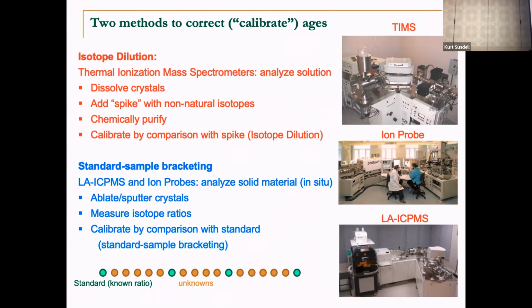So the way that we're going to correct for this is we're going to ablate or sputter the crystals, right? We have our laser or our ion beam coming down. We're going to measure the isotope ratios coming off of our crystals. But then we're going to calibrate this by comparison with standards. So we know, just for example, we have these green standards here. We know what their ratios should be. We're not measuring the correct ratios, but we're going to correct back to what they should be. And then we're going to take all of our unknowns along for the ride too. We're going to correct those using the same fractionation that we're correcting our standards with.